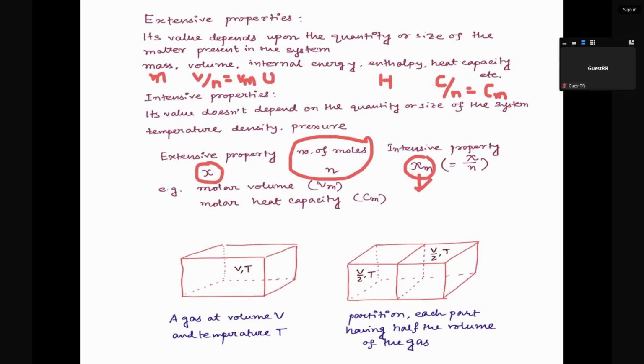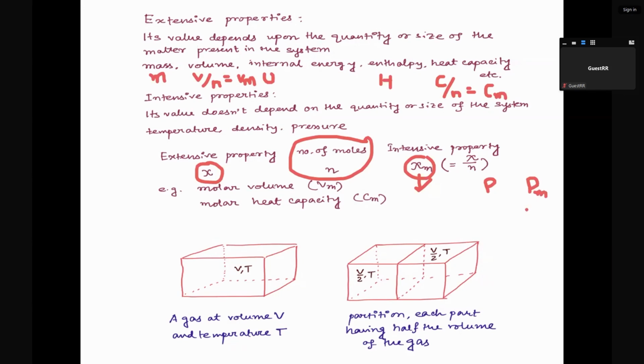Now, the same thing is valid for other extensive properties too. You see over here, volume is an extensive property. If we divide this volume by number of moles of the gas present in the system, we have this new parameter, Vm, which is molar volume. Or if we have heat capacity, capital C, and divide it by small n, we get a new property, Cm, which is molar heat capacity. Both of these Vm and Cm will be intensive properties. So any extensive property P has a corresponding intensive molar counterpart, which is Pm.